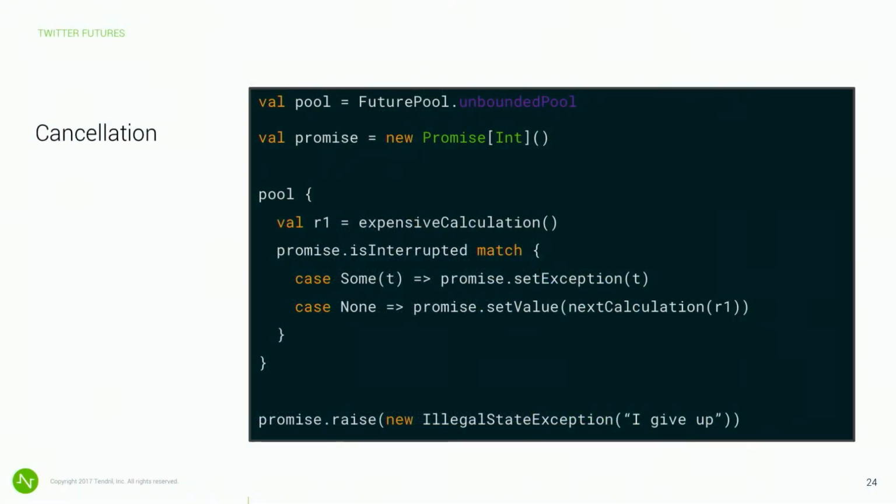I have an unbounded pool. I make a promise. Inside my body, I'm going to do the expensive calculation, and then I'm going to check and see if I'm interrupted. And if I'm interrupted, then I'm going to finish the future. If not, then I'm going to perform the next calculation. So I need to check between expensive parts whether or not I'm interrupted and make a decision whether or not to continue. And then from the outside, somewhere where we've got the original promise, we can fail that with "I give up." That causes the future to be interrupted and allows the body to check that.